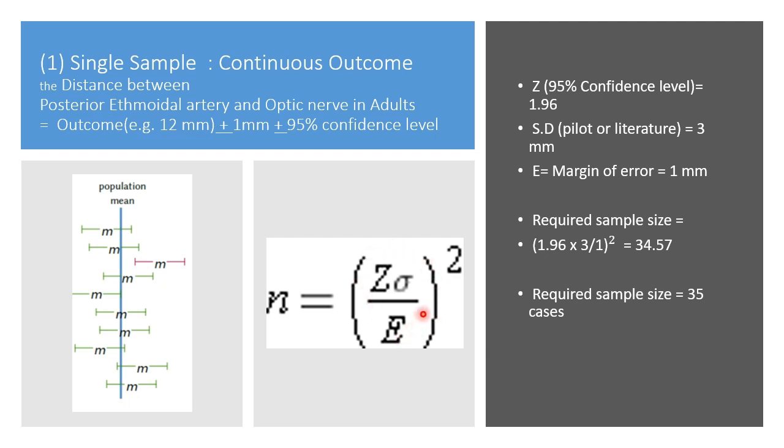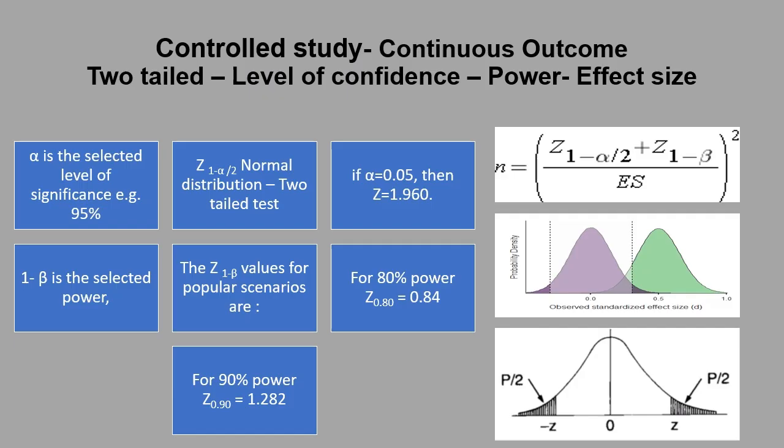And the equation would then be this amount would be squared, and the required sample size would be this 34.57. This is the minimum. So the actual number of cases, either patients or surgical skulls or surgical specimens, required would be 35 cases. This is one formula used for estimating the required sample size for a controlled study, continuous outcome, continuous data. The number required in each arm of the study, for each group, will depend on three entities.